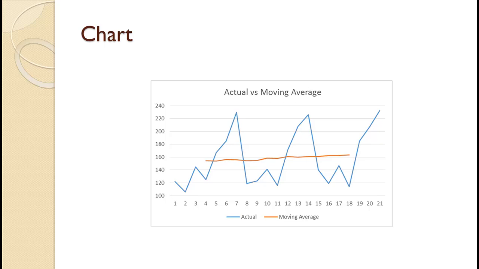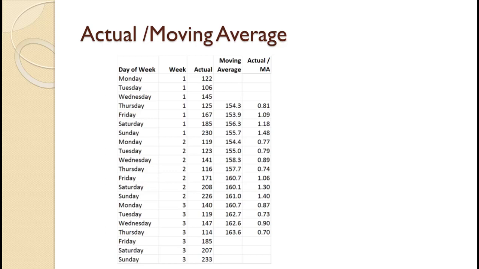The slide shows a chart comparing the actual data with the moving averages. Notice how the moving averages are fairly flat. All of the seasonality has been averaged out. For those periods where we have both values, we next compute the actual divided by the moving average for that period. This gives us the percentage that the demand in that period deviates from the average. That deviation is due to seasonality.